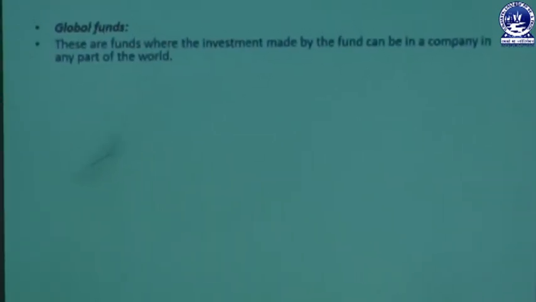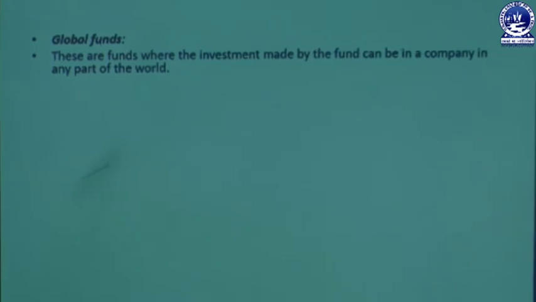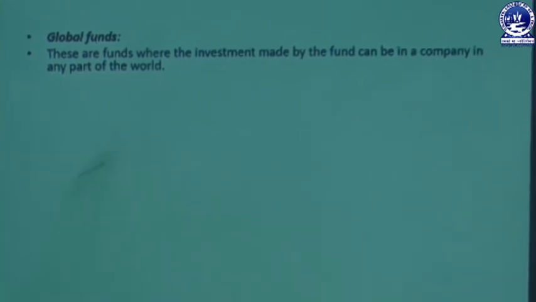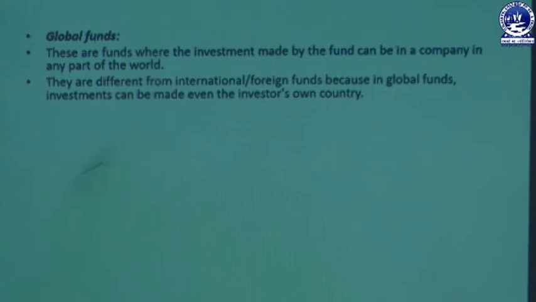Apart from that, we have global funds, and these are funds where the investment made by the fund can be in a company in any part of the globe. So throughout the globe we can invest. That is what a global fund is, and it is different from the international or foreign funds that we have just discussed, because in global funds investments can be made even in the investor's own country, which is not allowed in international or foreign funds.